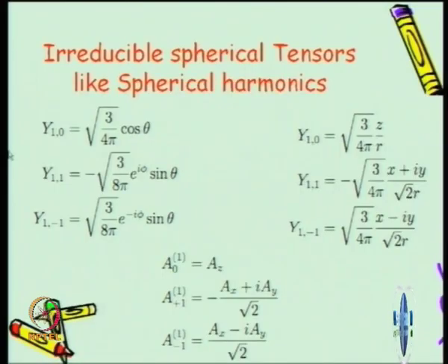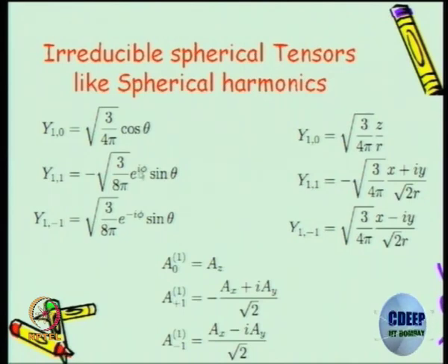So this is just for completeness. I thought, let me put the data for you. Why do the ix plus y and minus x minus iy come in? This is because if you see the spherical harmonics, Y_1^0, up to normalization, is cos theta. Cos theta is nothing but proportional to the z component.